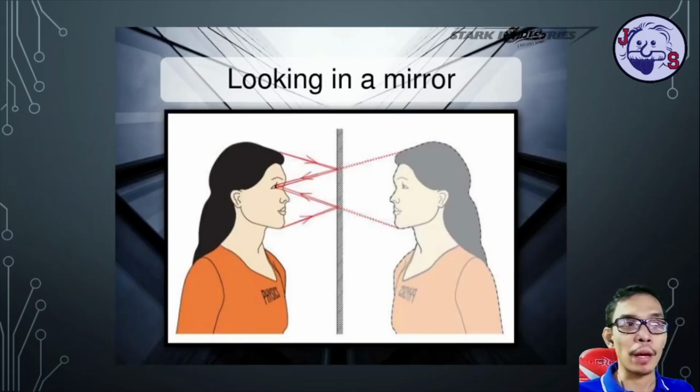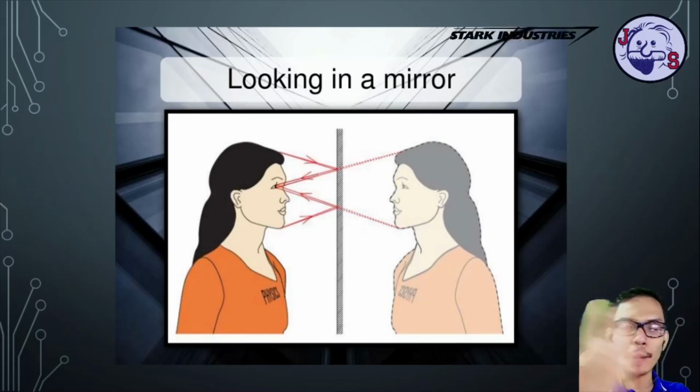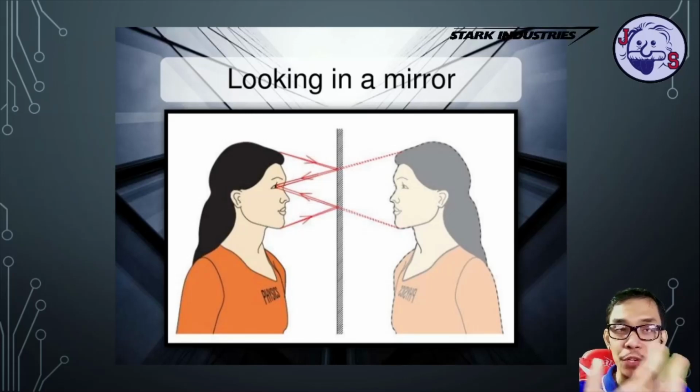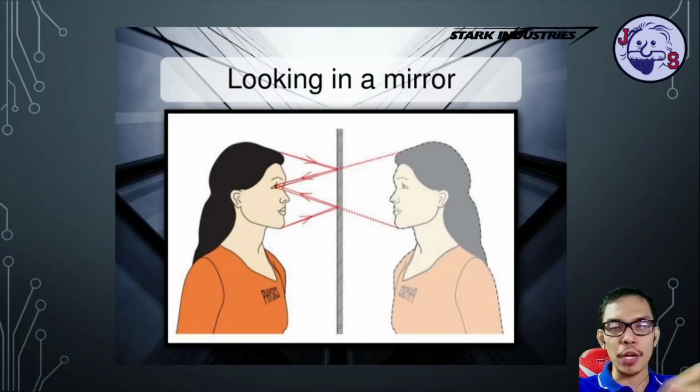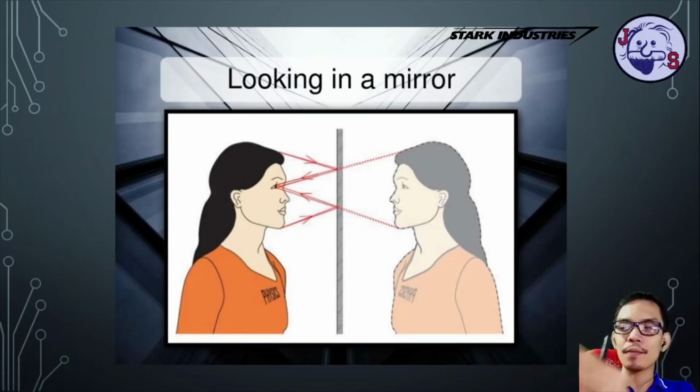And also, whatever shape and size of our object will be the same as the image that is formed in the plane mirror. So the height of the object is also the same. And also all the features that are found on an object will be seen also on the mirror when you look at the mirror.